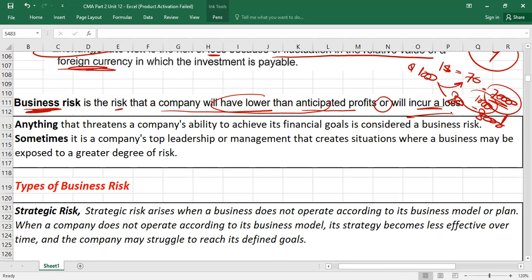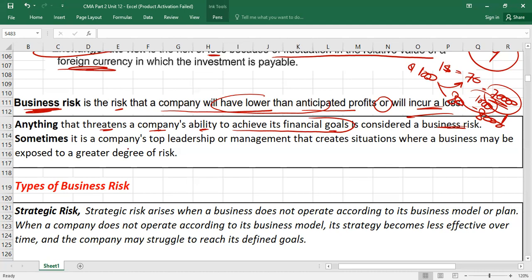Now, please remember here, business risk is a very big term. Anything that threatens a company, it is a threat to the company's ability to achieve its financial goal. What is the goal? Maybe I was expecting I will earn a profit of 100,000, but I may earn a profit less than 100,000, or I may incur a loss. So anything that threatens a company's ability to achieve its financial goal is considered a business risk. Understood? Business risk is a broader term actually.